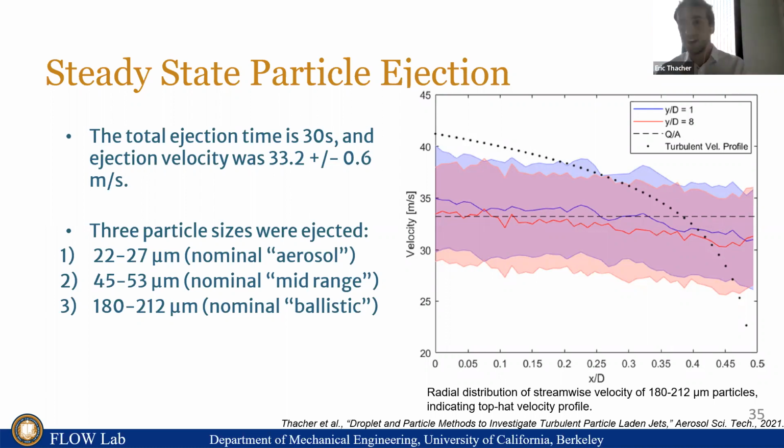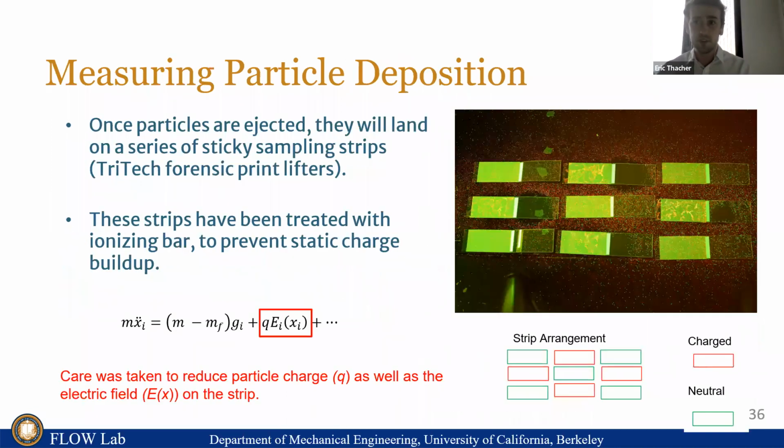So, 25 micron, 50 micron, and 200 micron, spanning what we expect to be the range from an aerosol, something that would react to background flows present in the room, versus a ballistic particle that would respond more to its initial velocity and would ignore these background flows as it just dropped like a cannonball to the ground. Essentially, we did some PTV on the large particles, and they're being ejected in a top hat velocity profile at about the flow rate, or about the velocity, we'd expect.